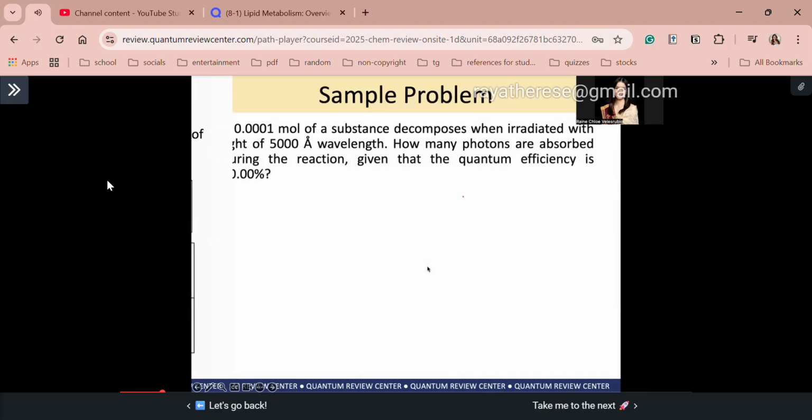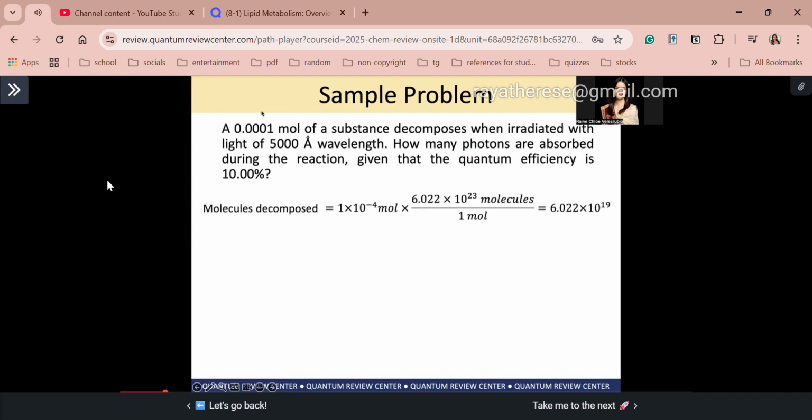So, 0.0001 mole of a substance decomposes when irradiated with light of 5,000 angstrom wavelength. How many photons are absorbed during the reaction, given that the quantum efficiency is 10%? So guys, we simply have to find the molecules that decompose first, and that is equal to 1 times 10 to the power of negative 4 moles of the substance times 6.022 times 10 to the power of 23 molecules. Remember, 6.022 times 10 to the power of 23 molecules is just equal to 1 mole. So you can cancel mole, and then you'll get the number of molecules that decompose, which is 6.022 times 10 to the power of 19 molecules.